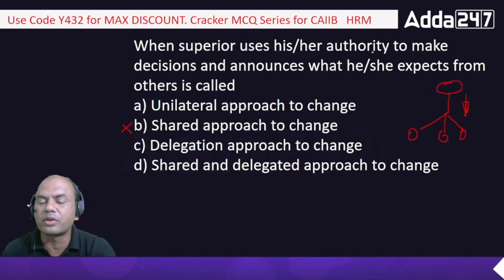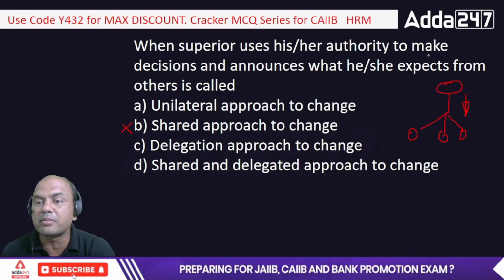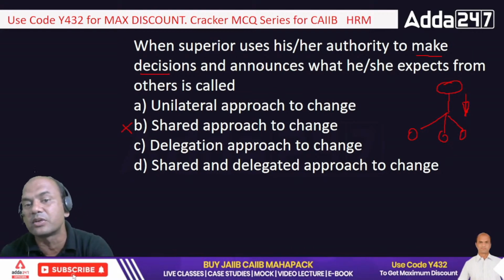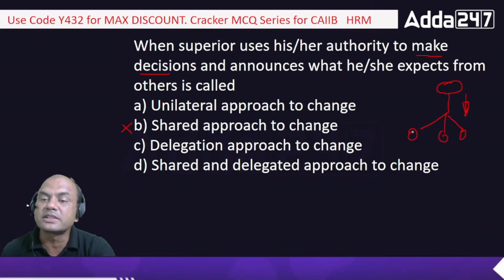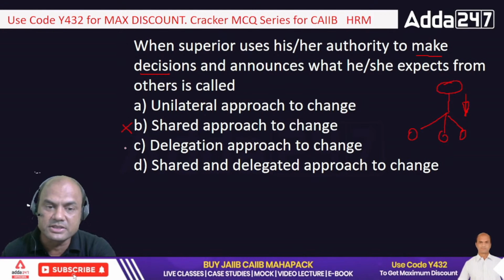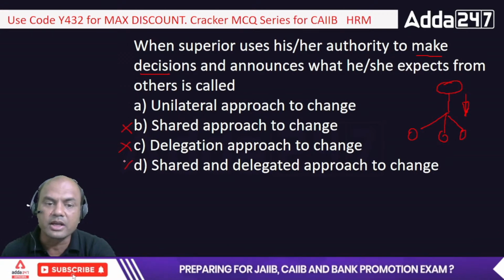What is the authority saying? To make decisions. The decisions are already made over here. It means decisions are already made and he is just announcing them. Delegation means we take responses from others. That's the meaning of delegation. So is this the right answer? No. C is out. If B and C are out, definitely D is out. So the correct answer is A. Correct.